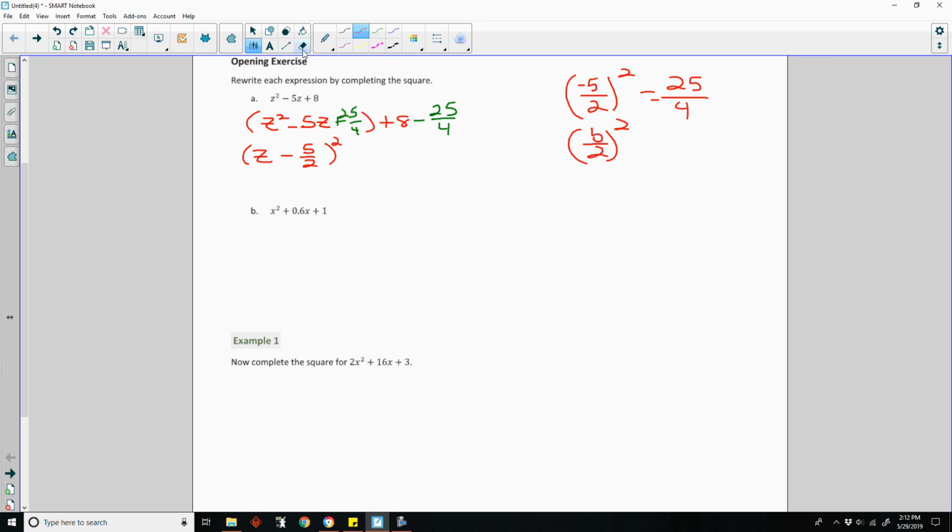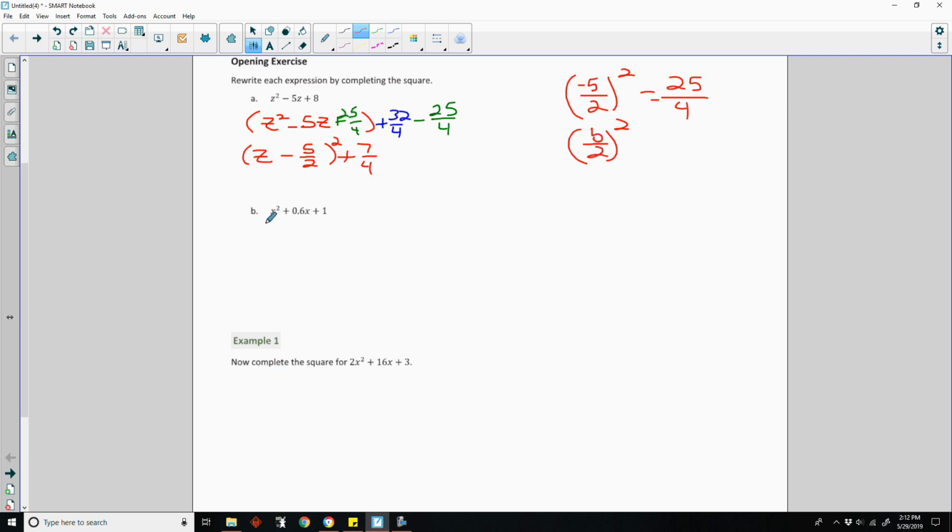And then 8, I will erase and change colors, because I need a fraction with a denominator of 4, and 8 times 4 is 32, so 32 divided by 4 is equivalent to that 8 that was there. So 32 minus 25 is 7 over 4. So this is the answer: z minus 5 halves squared plus 7 quarters.